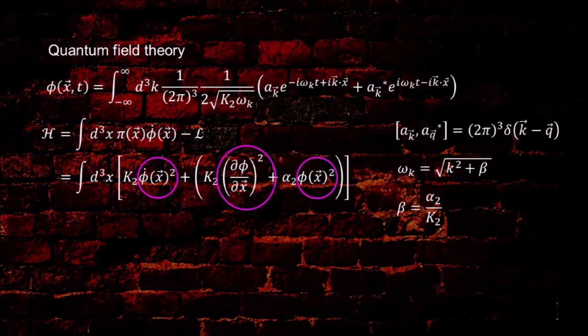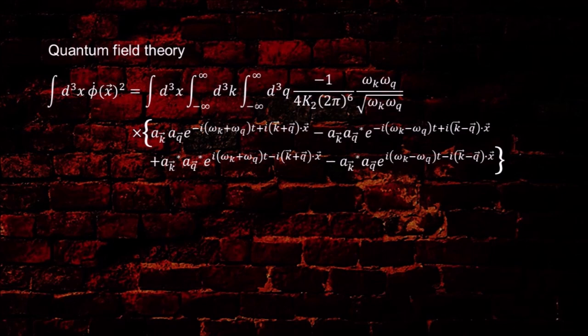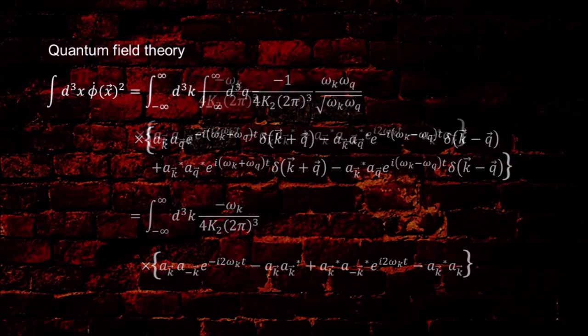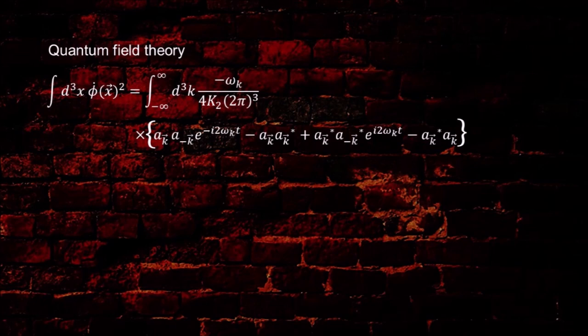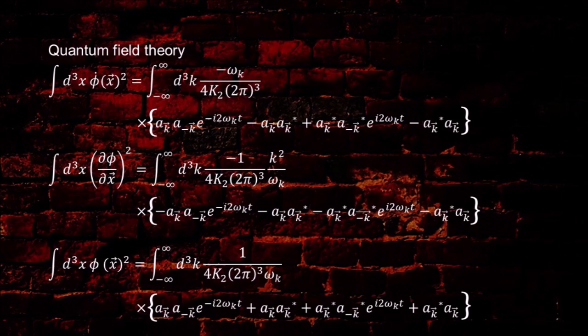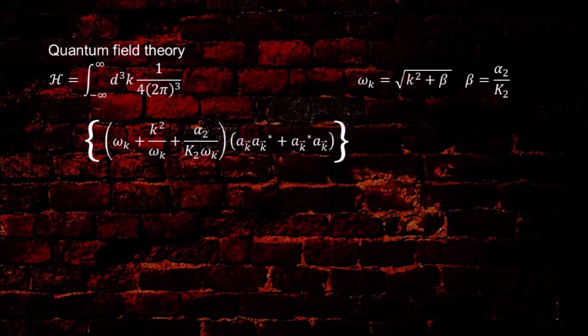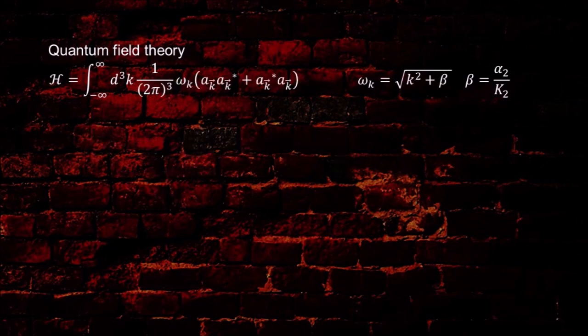We must compute these three terms separately. Let's plug in the field operator into the first term and see what we get. There. Integrating over x, and then over q, following the same steps, we can work out the other two terms. Plugging them into the Hamiltonian, we end up with this expression. Recalling what omega is, you can check that this term in fact vanishes. While this term combines to 2 omega, leaving us with a nice expression that is time independent, as we would expect of a Hamiltonian. We can make it even nicer by changing the order of the operators here via the commutation relation.